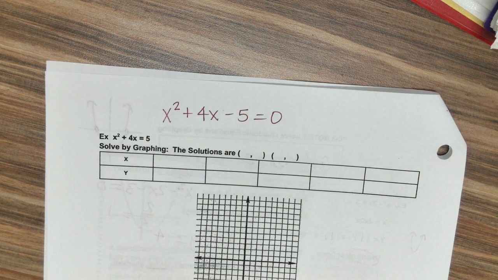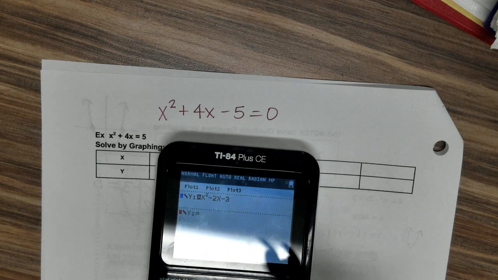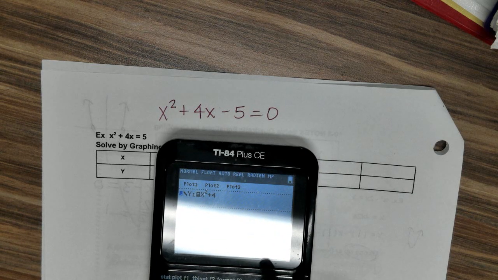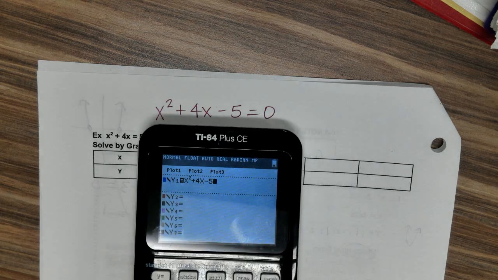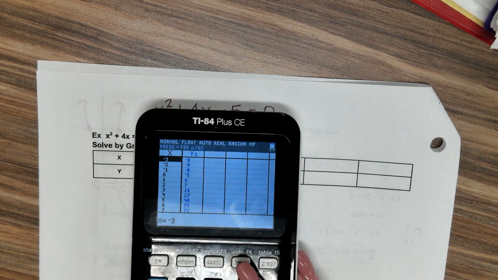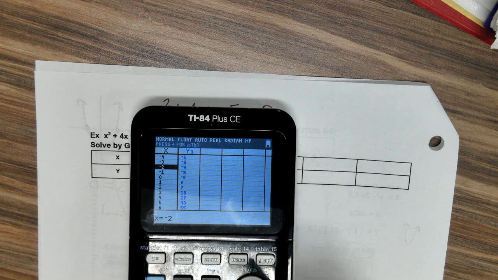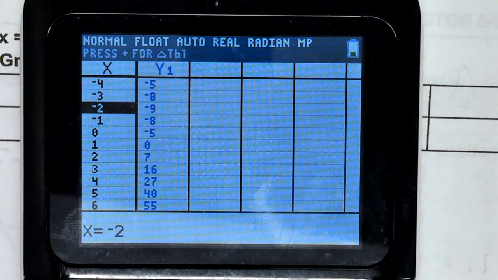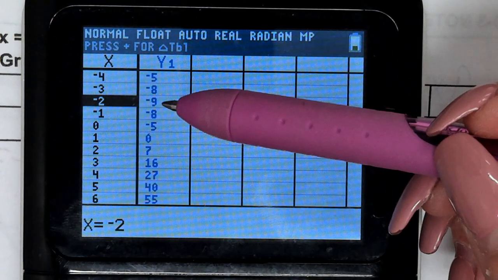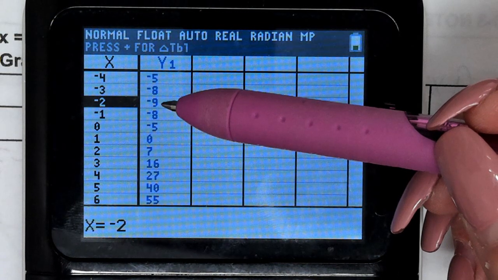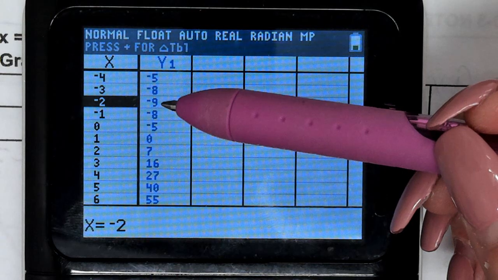All right, I am going to put it in my y equals button because it's asking us to graph it. So I have x squared plus 4x minus 5. And then I am going to go to my table. I'm going to look for where it mirrors, which it looks like it's in the negatives. I'll zoom in so y'all can see. Do y'all see right here at the -9, it starts to mirror on both sides? Do y'all see that? That is my what then? That's my vertex.